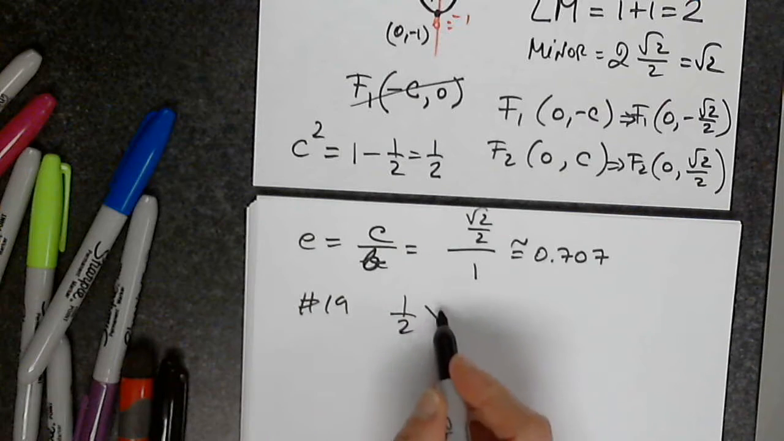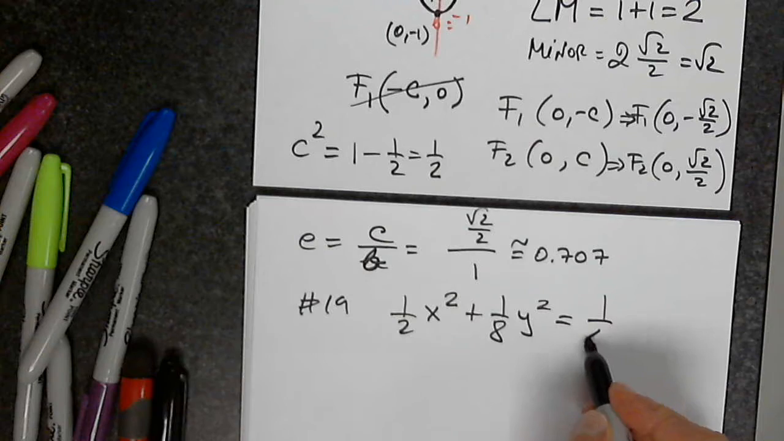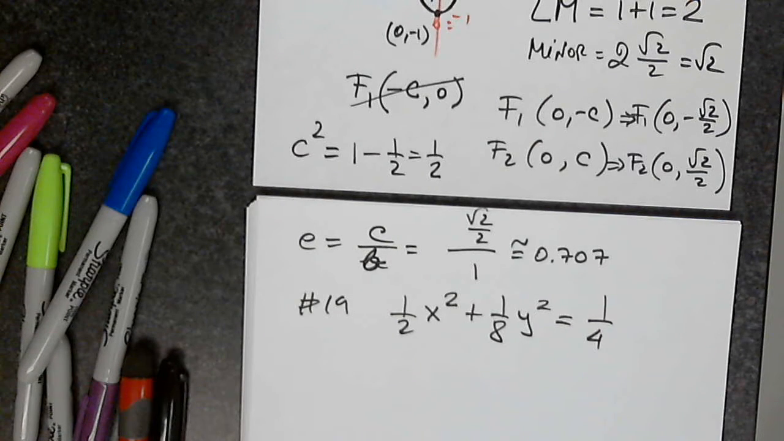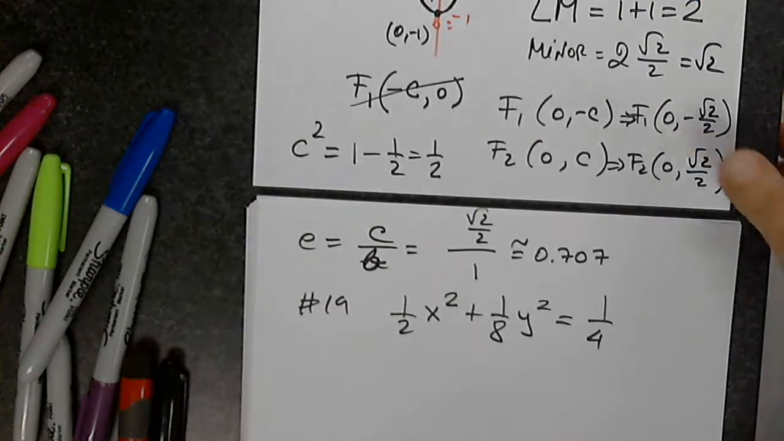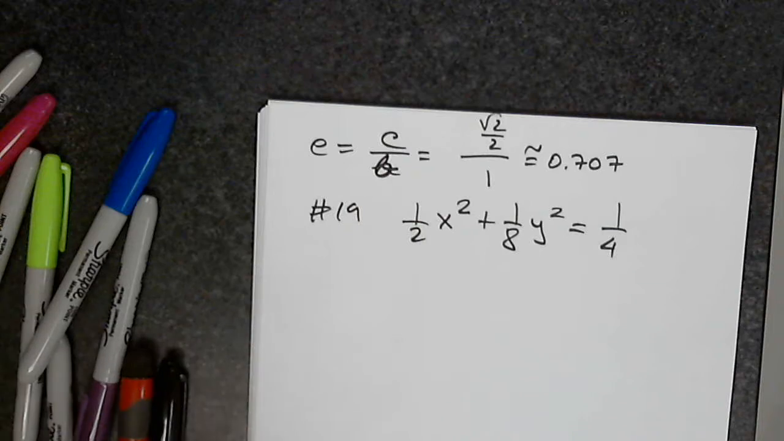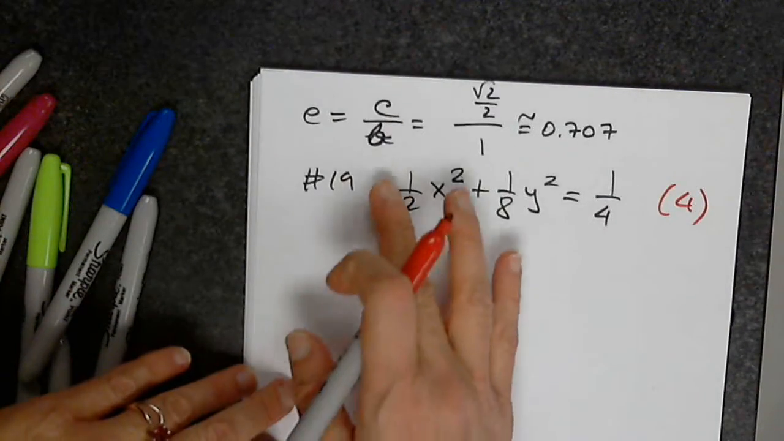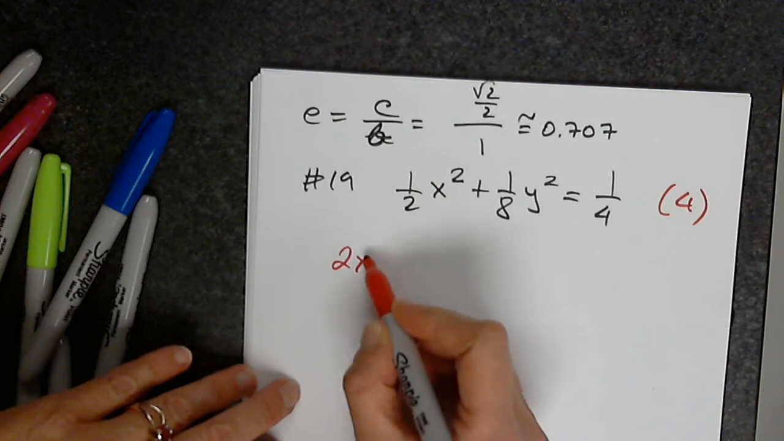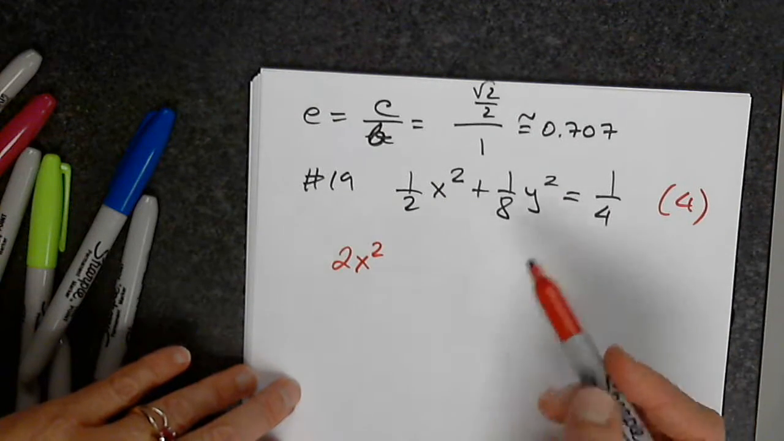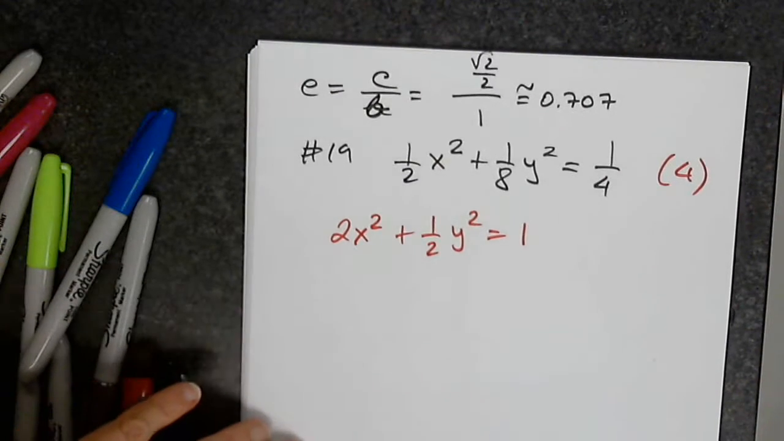Yes? Okay. So 1/2 x squared plus 1 over 8 y squared equals 1 over 4. My first step must be getting 1 on one side. So I do have to do what then in order to obtain 1 on one side? Yes, I have to multiply everything by 4. So 4 divided by 2 is 2, so 2x squared. 4 divided by 8 is 1/2. And then I have 1. Is this okay so far?